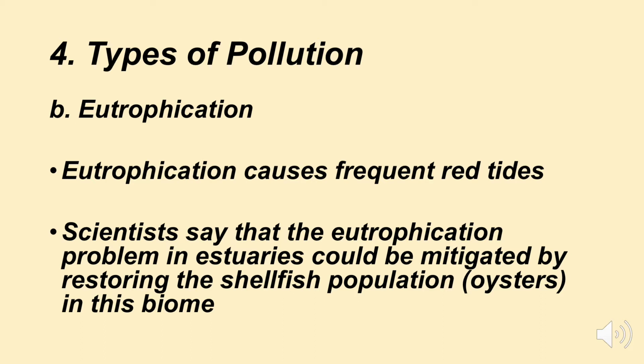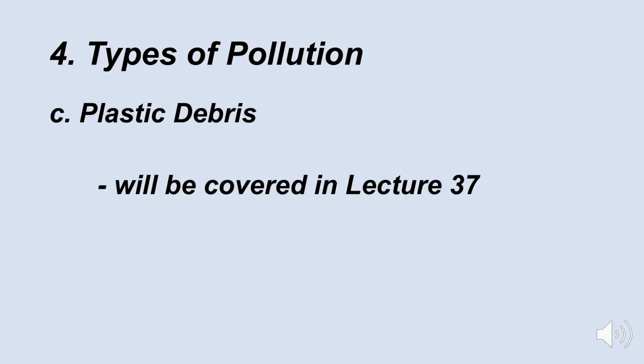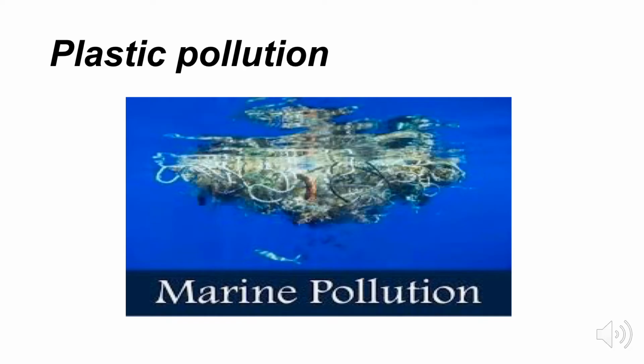Another type of pollution that we're going to cover in more detail in the next lecture is plastic debris. We use a lot of plastics. A lot of it ends up in the ocean. And you can look around the ocean and you'll see these little floating islands of plastic debris. It's an important type of marine pollution.